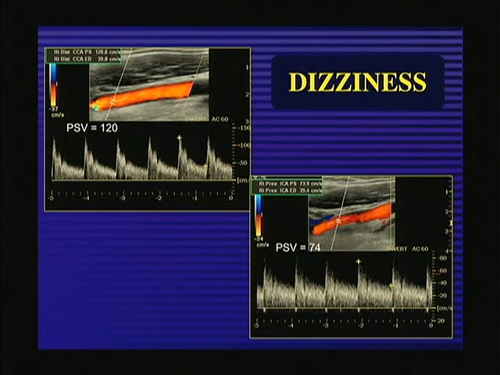Next case. Here's a patient that presents with dizziness. The first sample from the distal right common carotid artery has a velocity of 120. Vessel looks fine. Velocity is borderline elevated. As we move into the internal, we see the velocity is 74. Okay, no stenosis there.